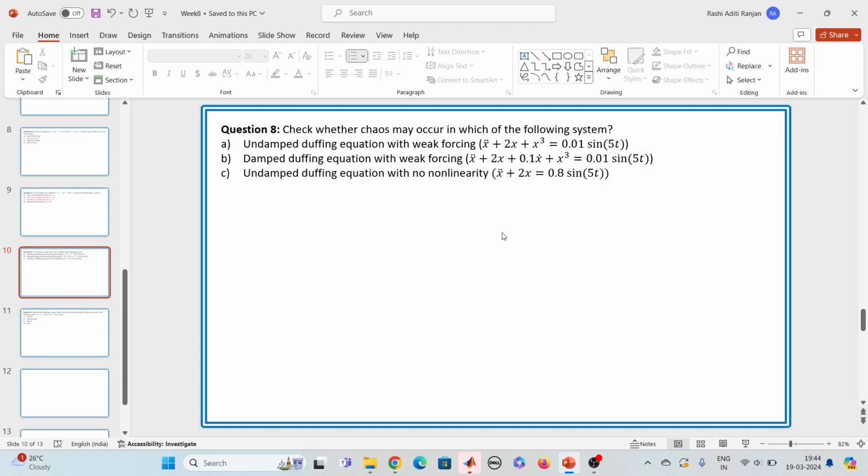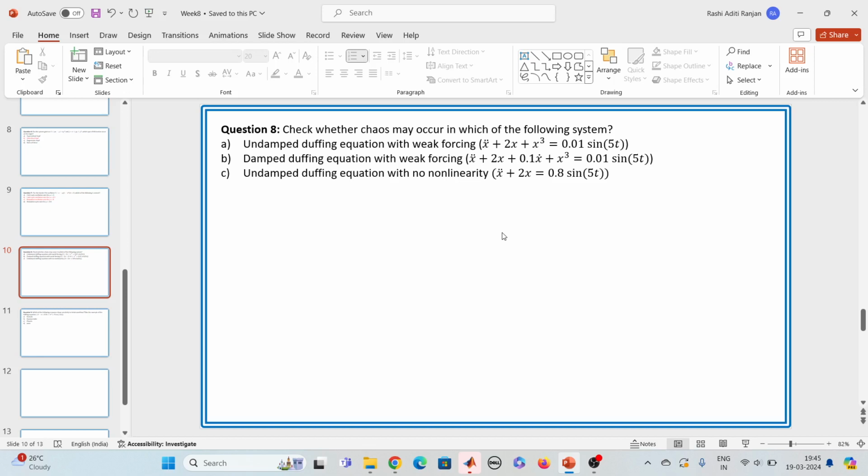However, if I take the negative of the stiffness, it may happen that I can see chaos. Or also, if I have a very strong forcing and my value of this frequency is also such that I can experience chaos, right? So in the first two cases it is not possible.